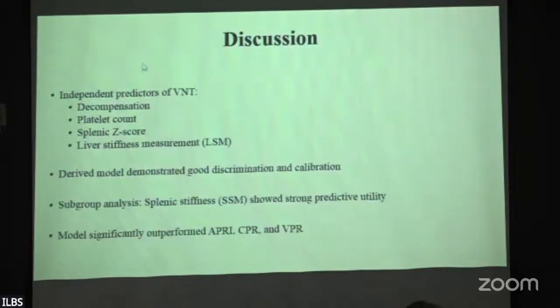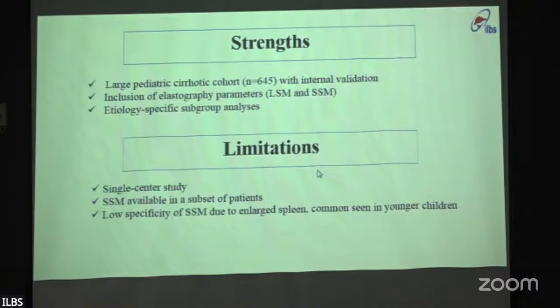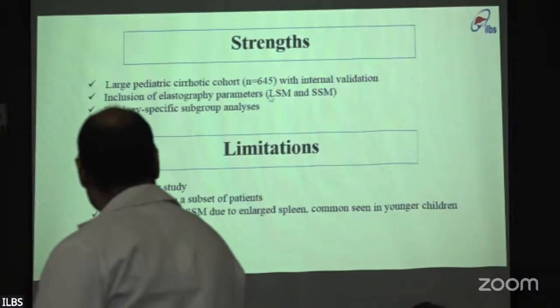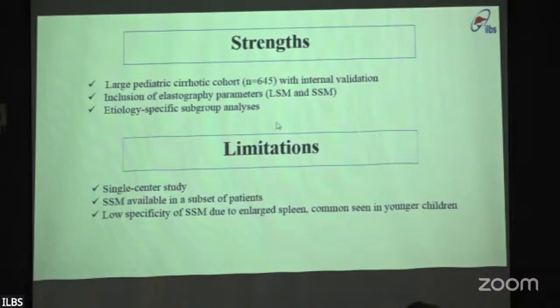So the independent predictors of VNT were clinically the presence of decompensation, on lab evaluation a low platelet count, splenic Z-score on ultrasound, and liver stiffness. The derived model had good discrimination and calibration. In subgroup analysis, splenic stiffness showed strong predictive utility, and it outperformed other previous non-invasive tests. So it was a large pediatric cirrhotic cohort with an internal validation cohort, inclusion of elastography parameters, LSM, which was available in all, and SSM in a subgroup, and etiology-specific subgroup analysis is also available.